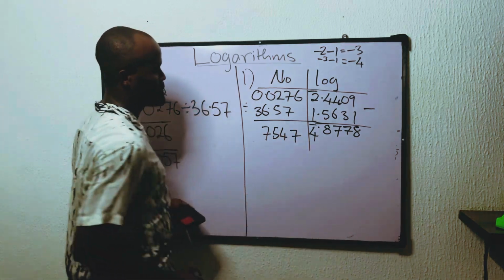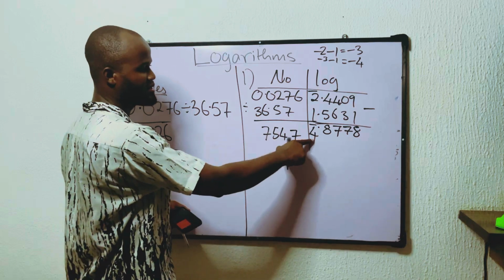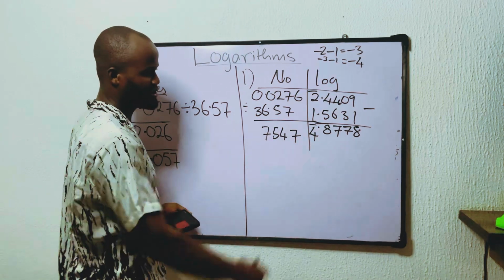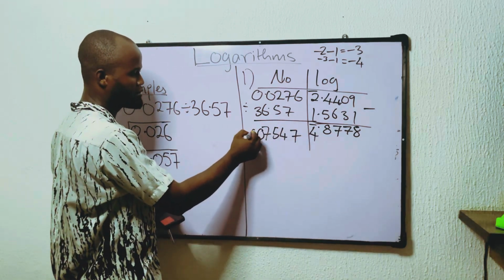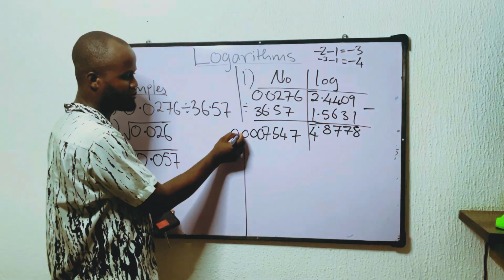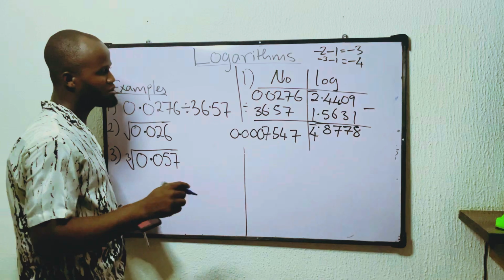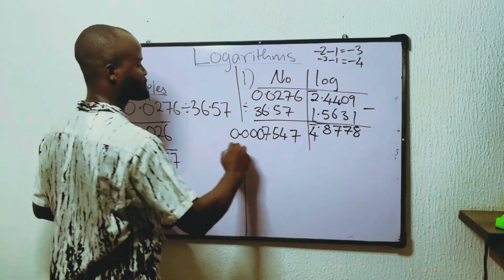7.547. Let's stop there. Deliberately, I didn't put the points because it wouldn't matter since this number is much less because of the bar 4. So how many zeros am I going to write? 4. 1, 2, 3, 4. And logically the point will be here. So the answer is 0.0007547. And that's our final answer.